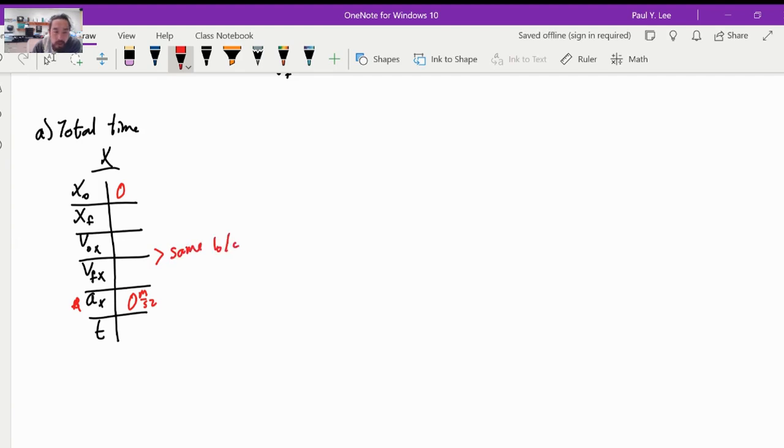And that's because, and this is important, your acceleration is 0, and your acceleration is the change in velocity over time. So because there's no change in velocity, your initial and your final velocities are the same. Okay, so let's fill out the rest of the table based on the information that we're given.